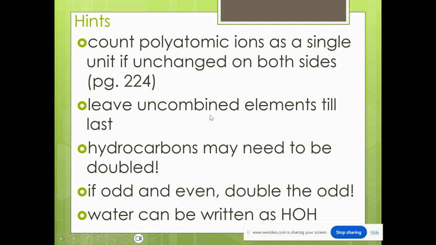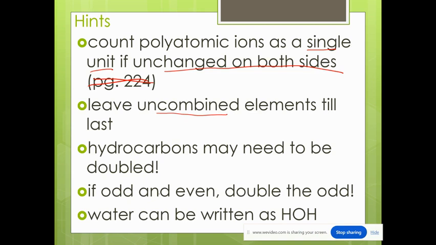All right. These are polyatomic ions. This is from the old book. Now we have these on the back side of your periodic table. So count your polyatomic ions as a single unit if they're unchanged on both sides. I'm going to show you what I mean by this as we go through. Leave uncombined elements, so elements by themselves, to the end to balance. Hydrocarbons often have to be doubled, and I'll show you kind of a hint with that once we get into those.